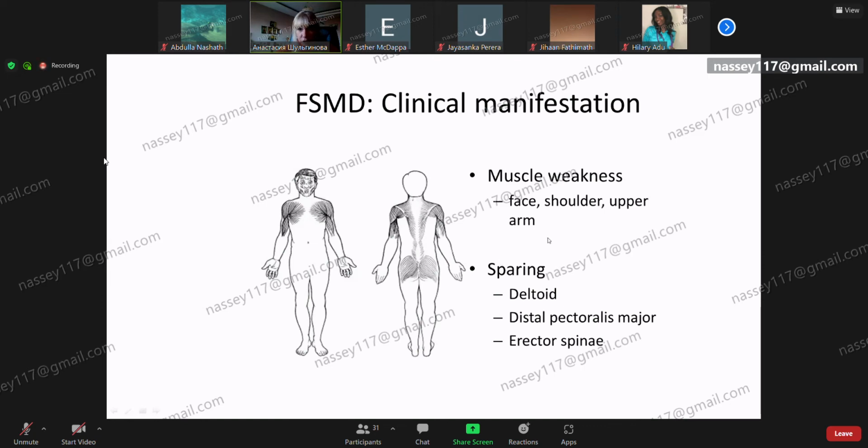Clinical manifestation. Muscular weakness in the face, shoulder, and proximal region of the upper extremity. Sparing the quadriceps muscle, deltoid muscle, distal pectoralis major muscle, and erector spinae. The clinical presentation is like in the previous one, but together with the muscles of the face.